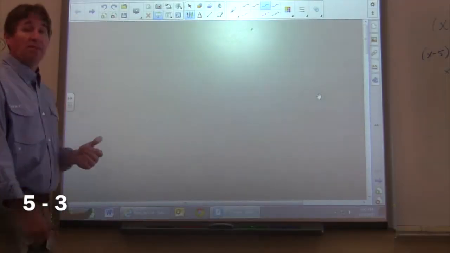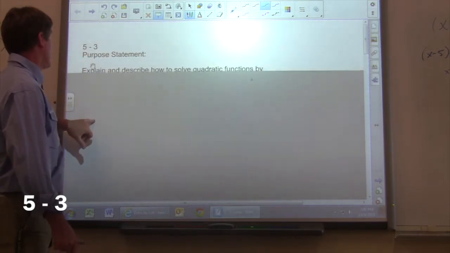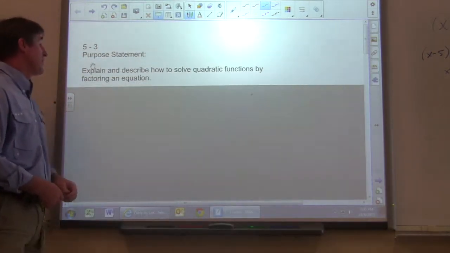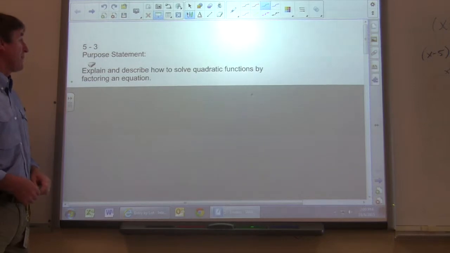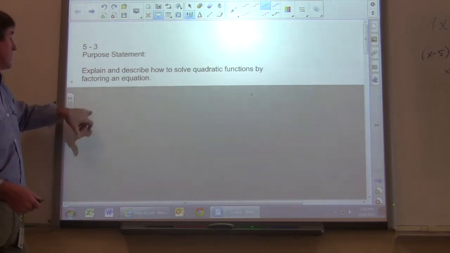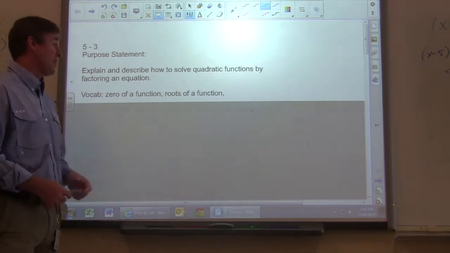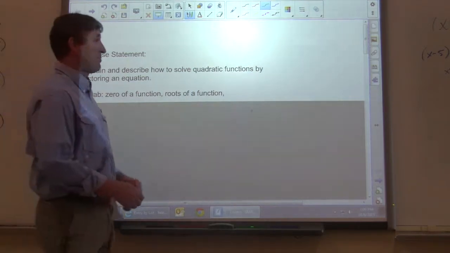All right, today we're doing 5.3, which is on factoring. And so our purpose statement is to be able to explain and describe how to solve quadratic functions by factoring an equation. And our vocab for today is we should know what the zero of a function is and what the roots of a function are.